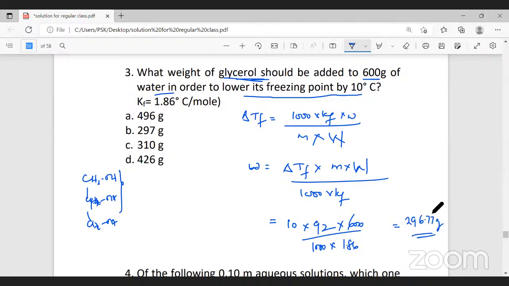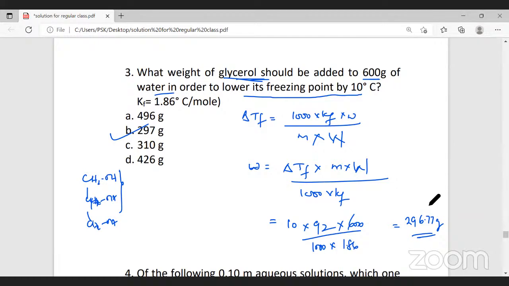On simplification, you will get 296.77 grams. So if you add 296.77 grams of glycerol to 600 grams of water, the freezing point will decrease by 10 degrees Celsius. Hence, the answer for this question is around 297. 296.77 is close to 297. Hence, the answer is option B, 297.